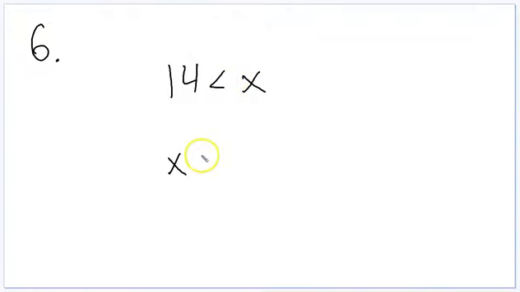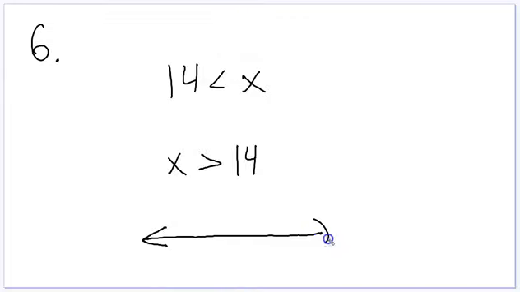Which way does the arrow go? We've got 14 is less than x. Personally, it's easier to tell which way the arrow goes if you have the variable going first. So we just have to make sure that we still have it written correctly. So x is greater than 14. We have 14. It's an open circle because it's not equal to. And x is greater, so it's going to the right.